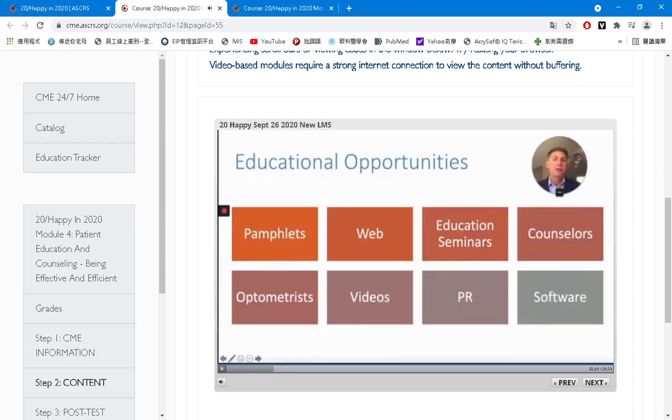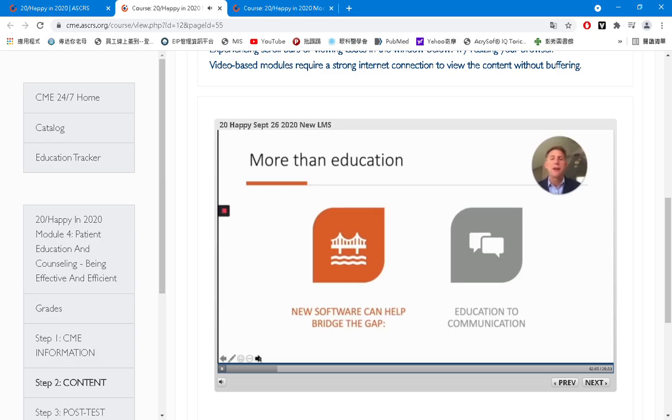Educational opportunities, like I discussed, there's pamphlets, but there's other opportunities. You have the web, educational seminars, patient counselors, optometrists, videos, PR. There's new software that we'll talk about today. All these things can help educate your patients throughout the process.